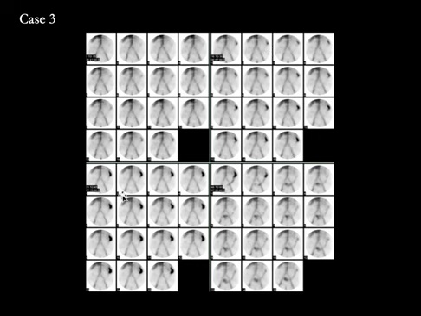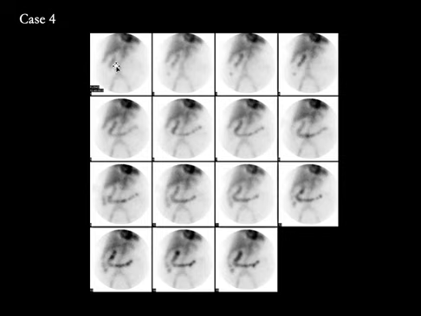So you want to recognize the first image where that abnormal focus appears, and then in the next images follow that focus and see what pattern of bowel it moves in, and then make a diagnosis of where the patient is bleeding from.